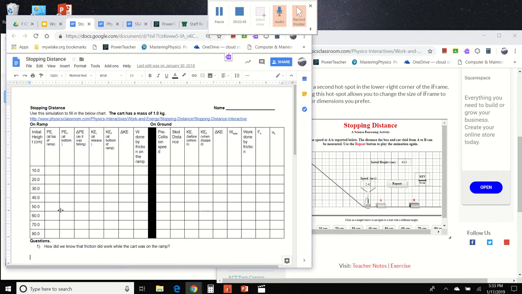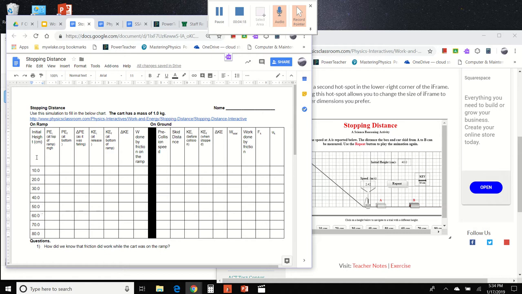So, if you're looking at the chart, a lot of these numbers, because it looks like there's a lot of information here, but it's really not that bad. So potential energy at the top of the ramp. We know how to find potential energy at the top of the ramp: mgh, mass times gravity times height. So just think of that as mgh initial. We're using 1 kilogram as our mass. And I even tell you what heights to use for each of these different trials.